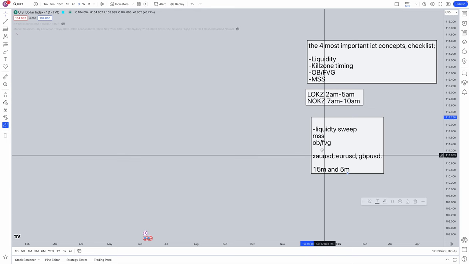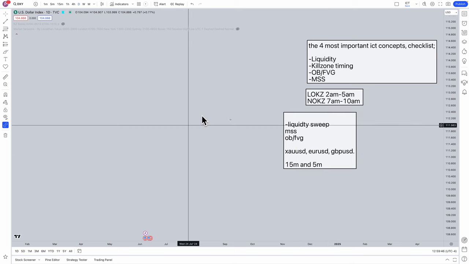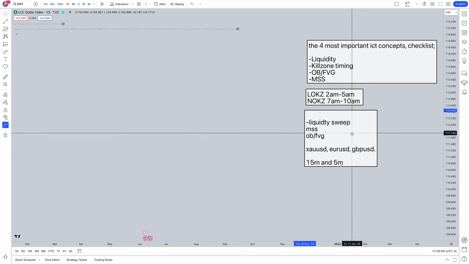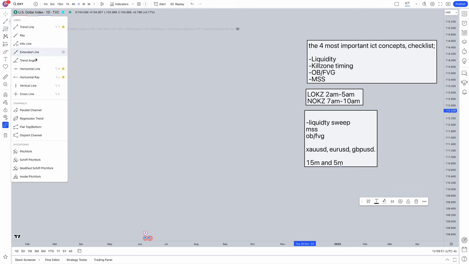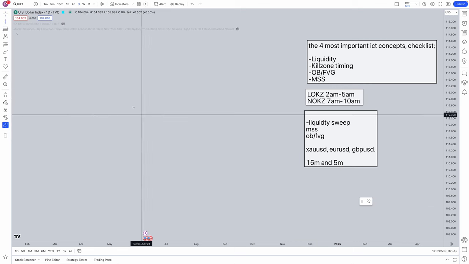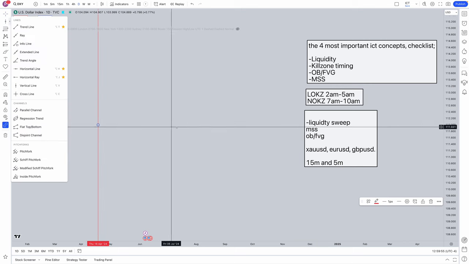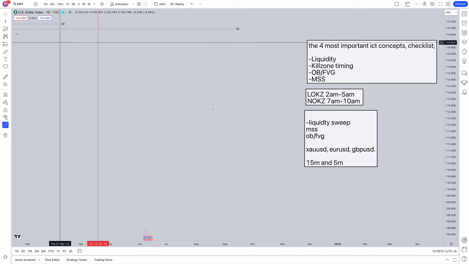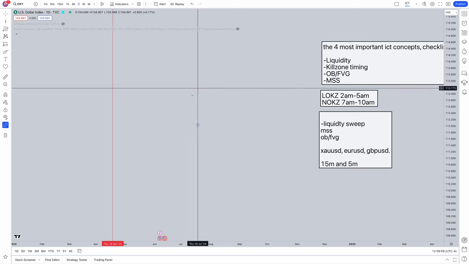Right, so step one, you need to first delineate your sessions, so your session timings, okay guys. So for example, 2 a.m. to, let's say this is 5 a.m., okay guys. Now that's going to be your London session.